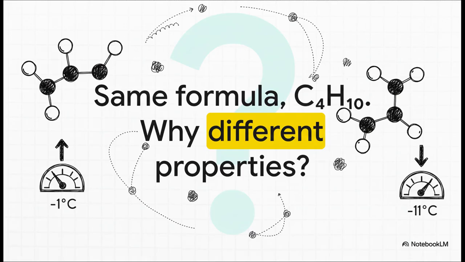Okay, just look at these two molecules. On paper, they have the exact same formula, C4H10. That's 4 carbon atoms and 10 hydrogen atoms. Sounds simple, right? Well, get this. One of them boils at -1 degrees Celsius, and the other one boils way down at -11. How is that even possible if they're made of the exact same stuff? That's the puzzle we're here to solve.